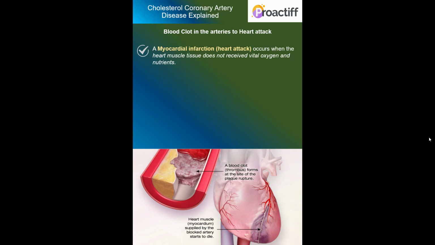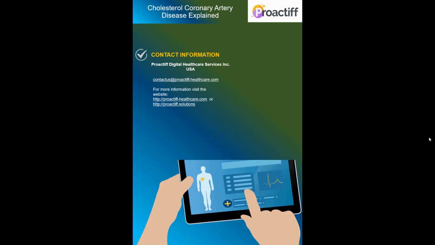And the heart muscle, which is referred to in technical jargon as myocardium, that is supplied by the blocked artery starts to die, and this is basically another unwarranted medical condition. So this gives you a perspective on the core aspects of coronary artery disease and a better understanding of how it forms, in light of the plaque that forms initially and the subsequent steps.